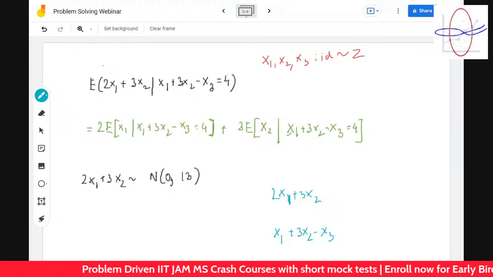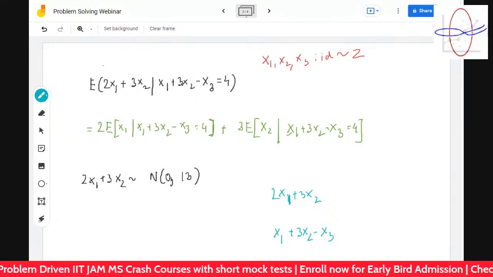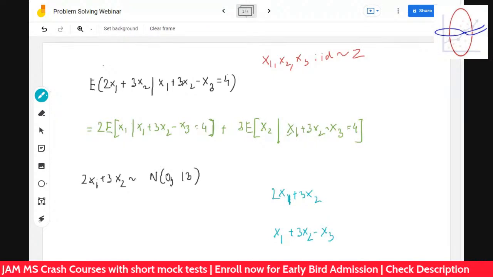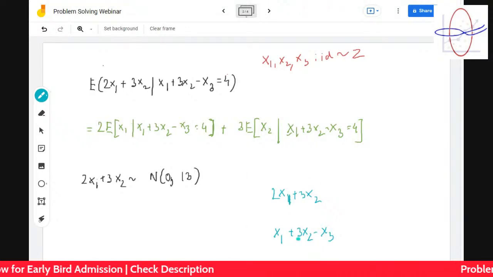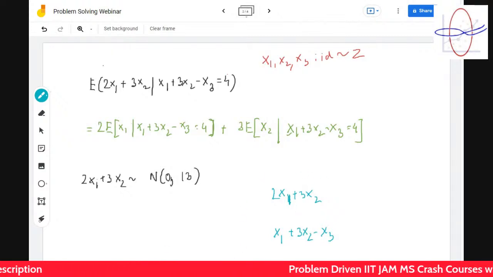But here, when checking about independence, you should be checking whether they are uncorrelated or correlated. That's very important, the first step. So can you just check whether they're uncorrelated or correlated, guys? Sneha, what do you think? Can you compute it? What is the covariance of these two?